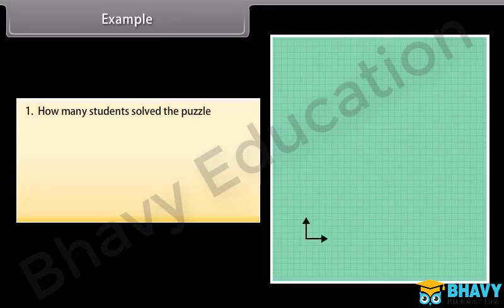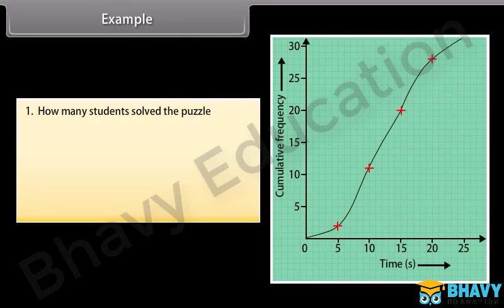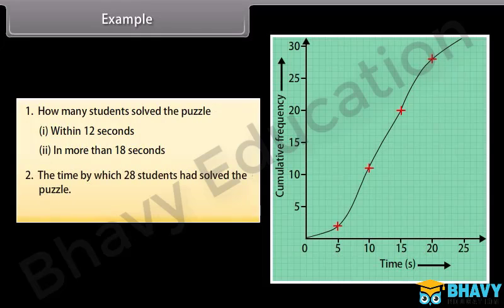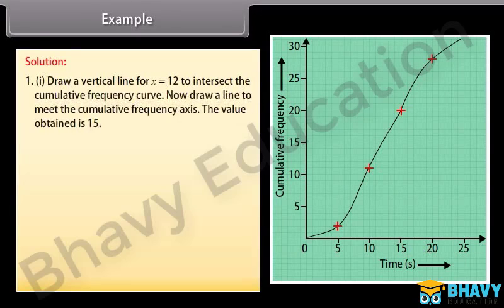Example: find the median of the given data. Find 1. How many students solved the puzzle within 12 seconds, in more than 18 seconds. 2. The time by which 28 students had solved the puzzle. Solution. 1.